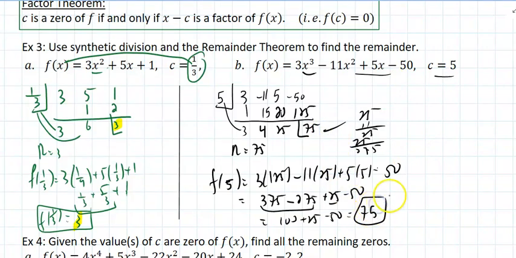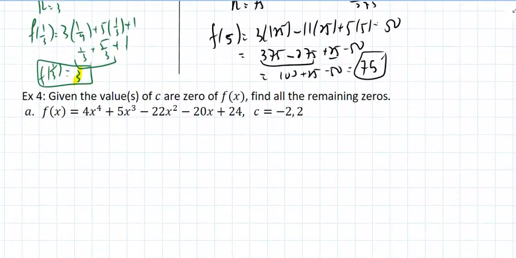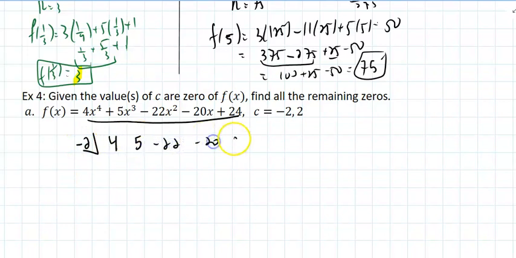So I could find the remainder 2 ways. Either use synthetic division, see if that's what that number is, or I could plug it in. If it's a small number, probably plugging it in will be quicker, given the values of c are zeros of this. So given that negative 2 is a 0, that means what? That means if I take f of negative 2, I'll get a 0. Or if I use synthetic division, I'm going to get a remainder of 0. Why is synthetic division more preferred than substitution?